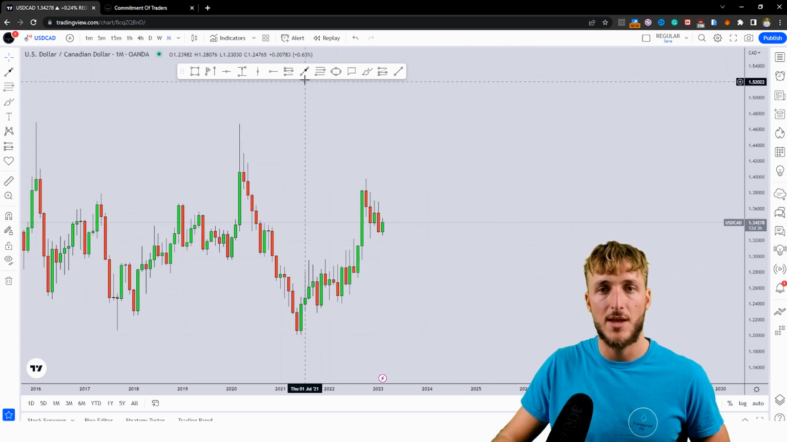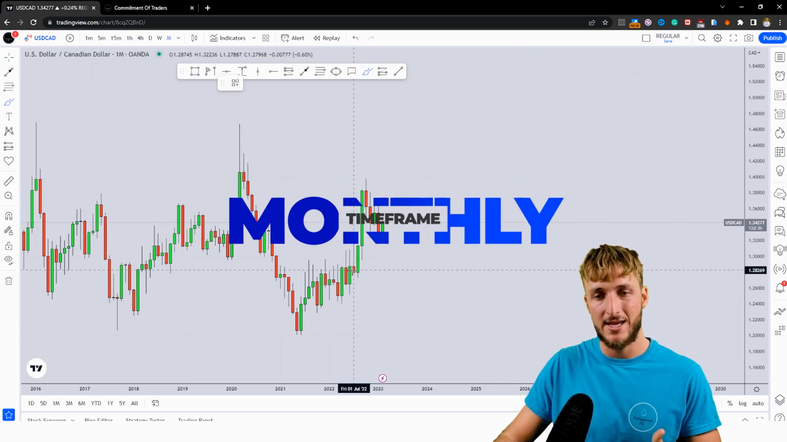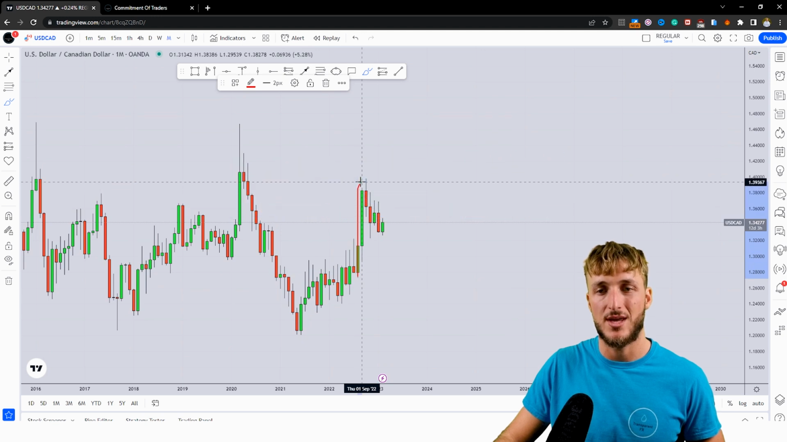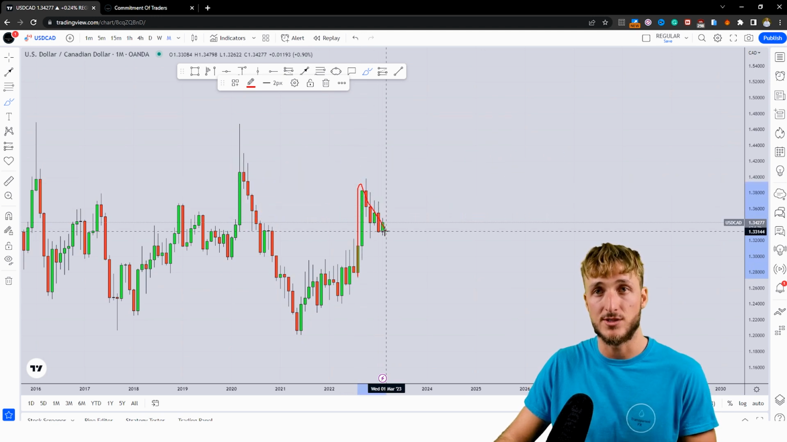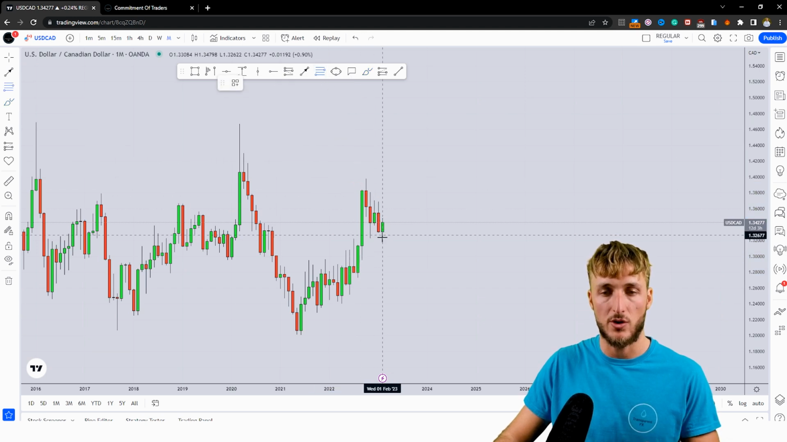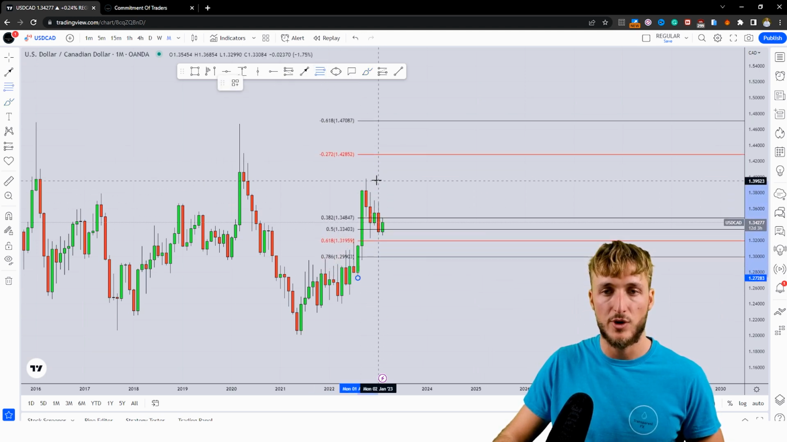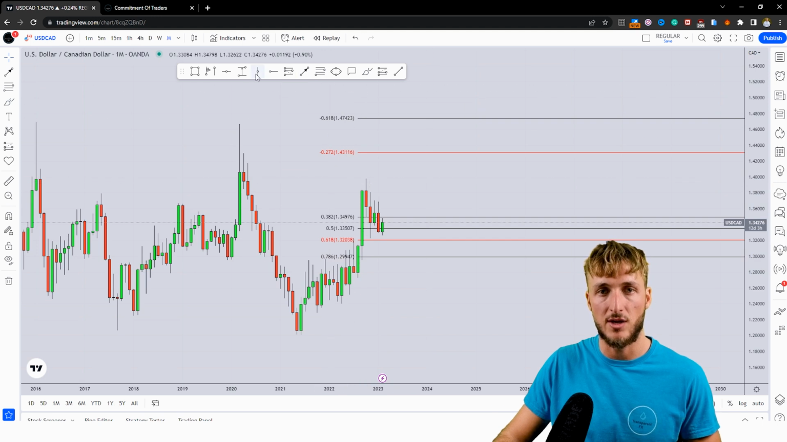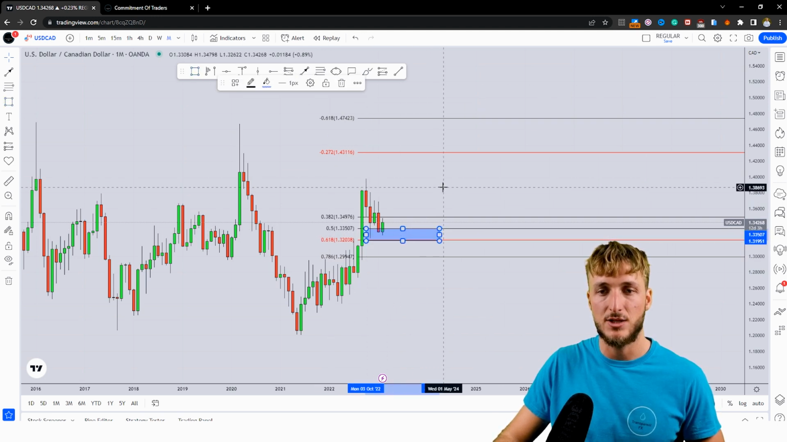Now, starting from the monthly time frame, what we can see is that the market has just created a very strong impulse to the upside, followed by this correction. Now, in general, after an impulse, if you want to measure the correction, what you have to do is take your Fibonacci from the low to the high of the impulse.